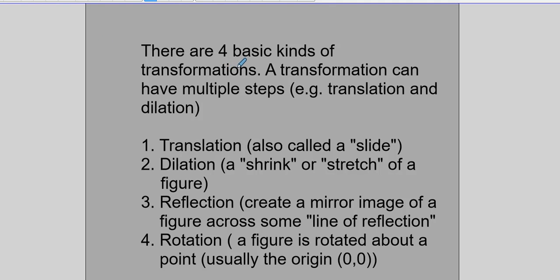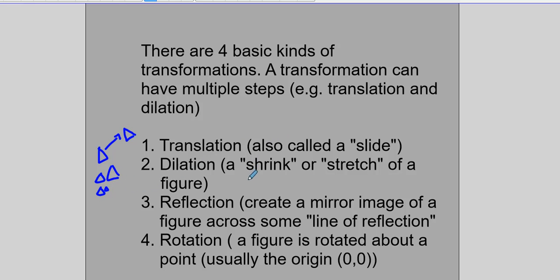There are four basic kinds of transformations. A transformation can have multiple steps, for example, what we call a translation and dilation. A translation is also called a slide. It's when you take a figure and you just move it somewhere else. It doesn't change its shape or size, it just gets moved. A dilation, though, is where you magnify a figure or you shrink it.